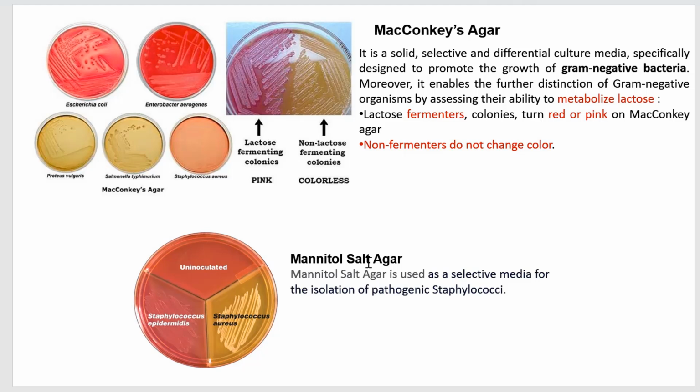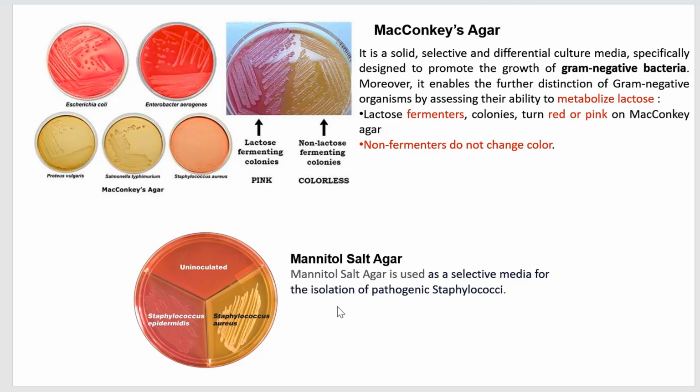Lastly, there is mannitol salt agar, which is for the isolation of gram-positive bacteria like Staphylococcus. Staphylococcus epidermidis is a non-pathogenic strain that is normally present on our skin, on the epidermis layer. Another is Staphylococcus aureus, which is the pathogenic strain. This pathogenic strain will turn the mannitol salt agar colorless, and that is how we can isolate it. Both of these are gram-positive bacteria, so it will support the growth of gram-positive bacteria only, not gram-negative bacteria.